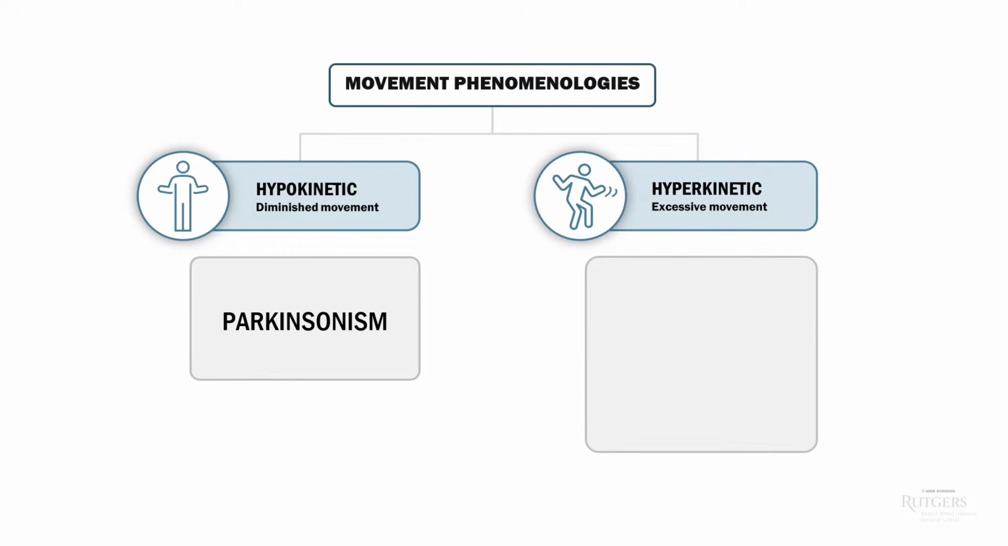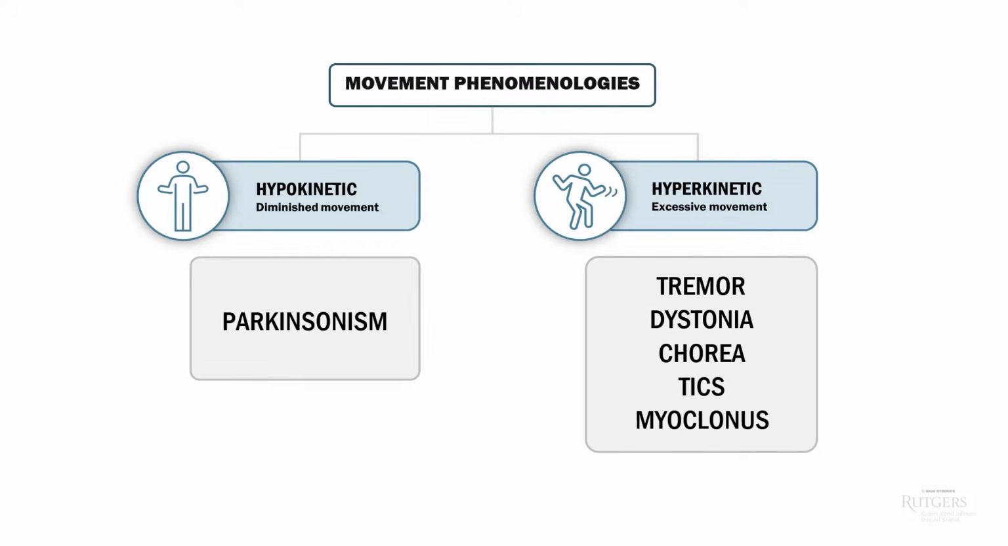Hyperkinetic group includes Tremor, Dystonia, Chorea, Tics, and Myoclonus. Full disclosure, this is not an exhaustive list, but a good starting point. Also, this distinction is helpful for learning, but by no means specific. Many diseases have features of both hypo and hyperkinesia, due to the disorder itself or perhaps as a side effect of treatment.